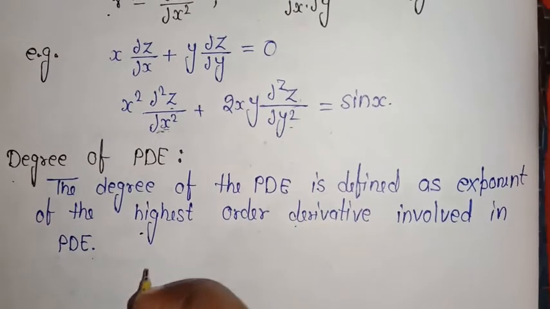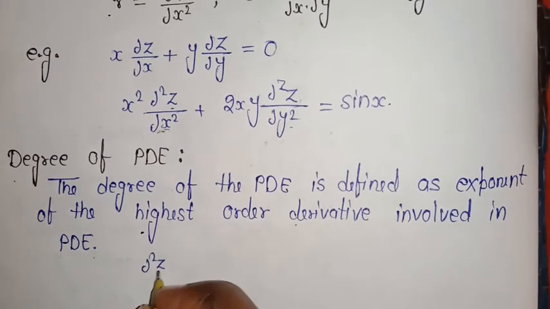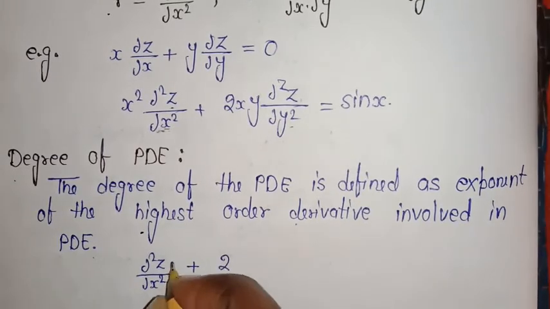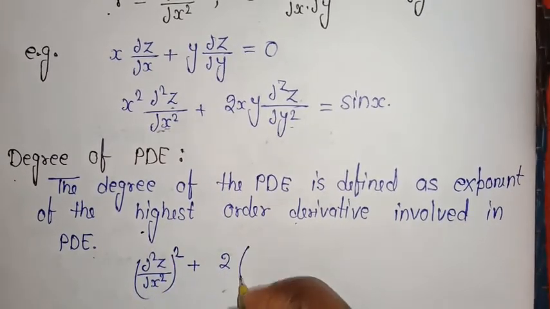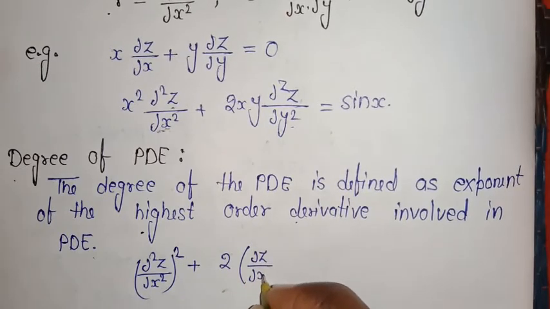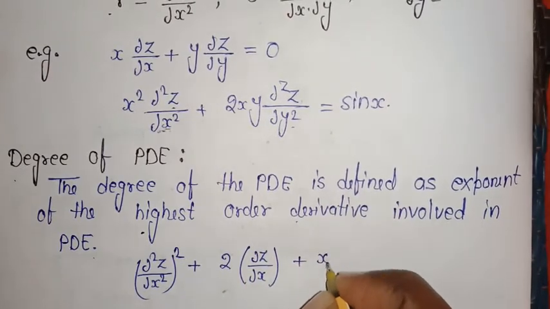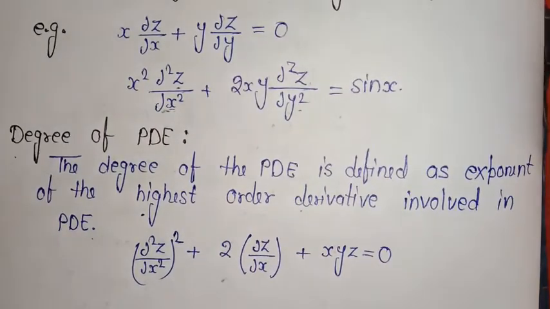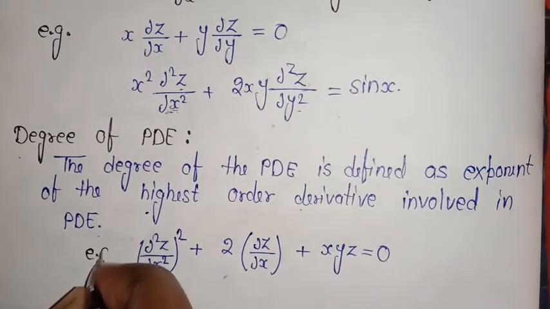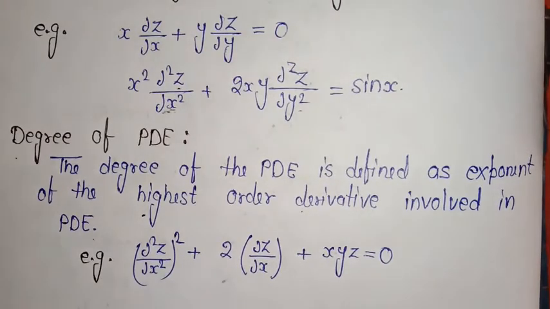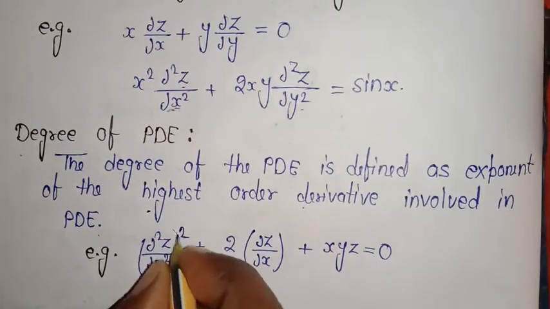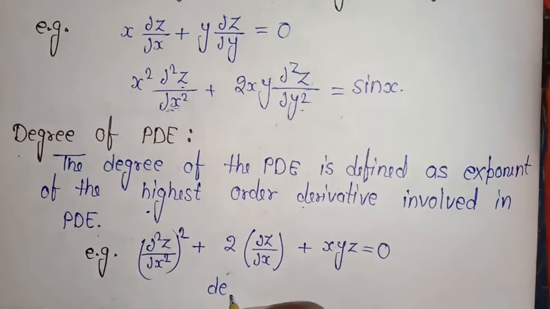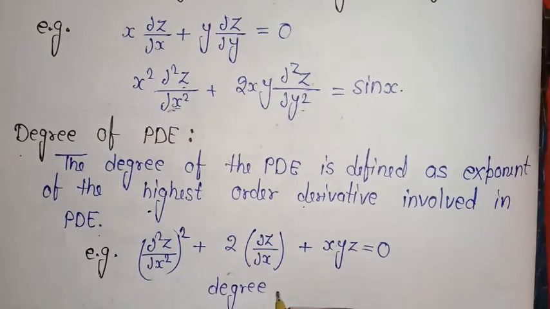For example, if I take (∂²z/∂x²)² plus 2 ∂z/∂x plus xyz is equal to 0, and it is asking what is the degree of this partial differential equation, then the degree will be 2, because the highest order derivative is this and the exponent of this derivative is 2. So the degree in this case becomes 2.